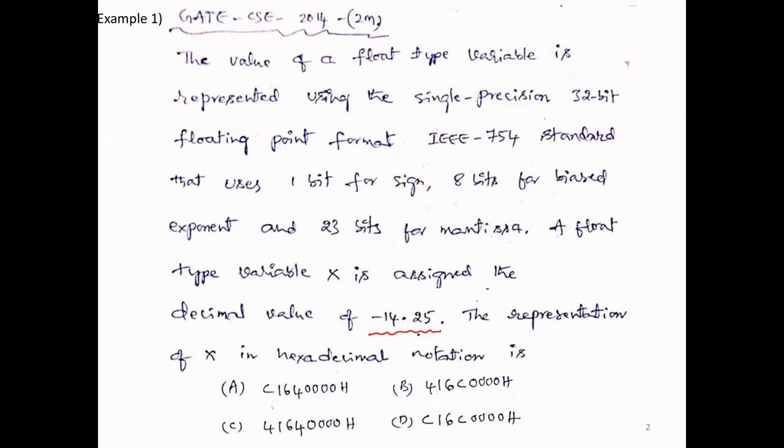We need to convert it into the IEEE 754 standard floating point format, which is single precision 32-bit. The remaining part is explanation: they have given 1 bit for sign, 8 bits for biased exponent and 23 bits for mantissa. But the only conclusion here is that minus 14.25, a decimal number, we need to convert into single precision 32-bit floating point format, IEEE 754 standard. Let us see the solution.